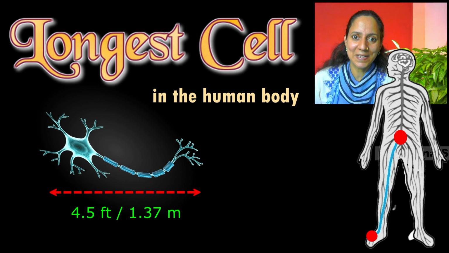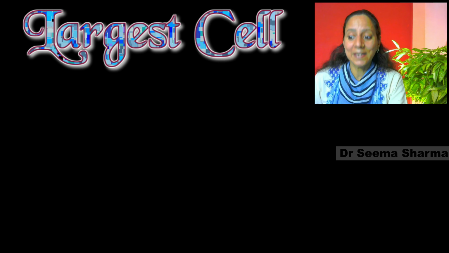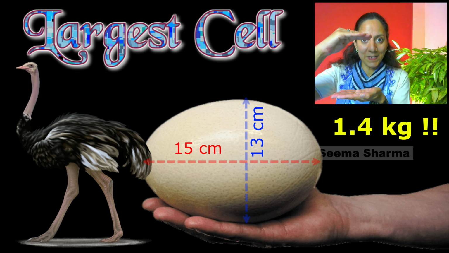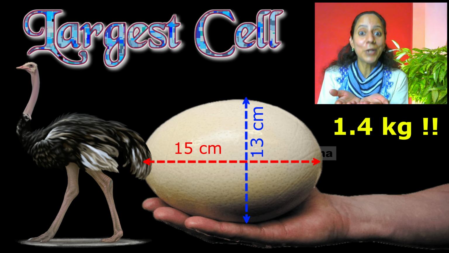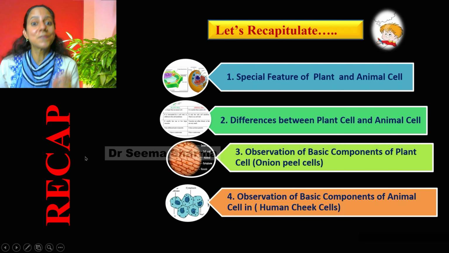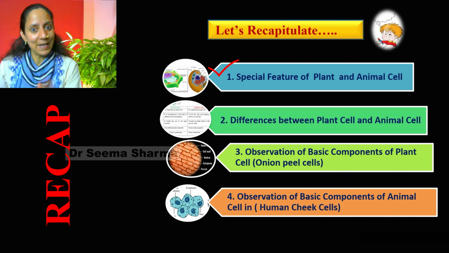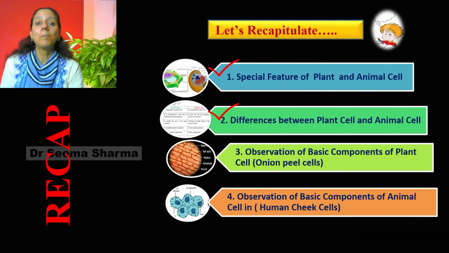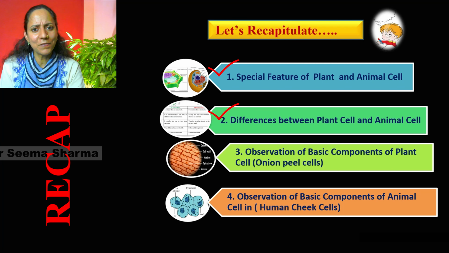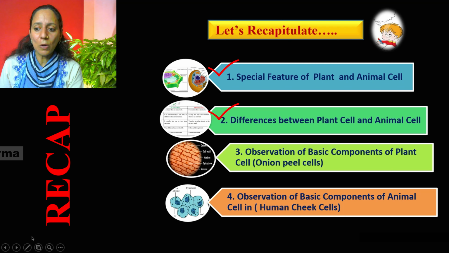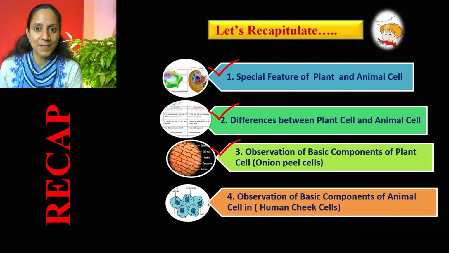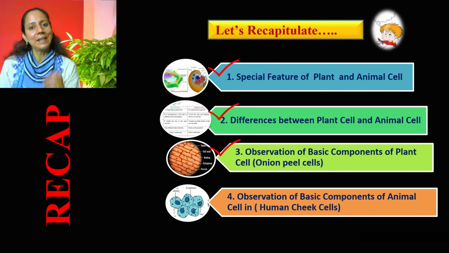Amazing facts related to cells. The largest animal cell is an egg cell of ostrich. It's 15 centimeter long, 13 centimeter wide, and weighs about 1.4 kg. With this, we are through with the content of this video and it's time to summarize. In this video, you came across special features of plant and animal cell. You also came to know about the basic structural and functional differences between the plant and animal cell.